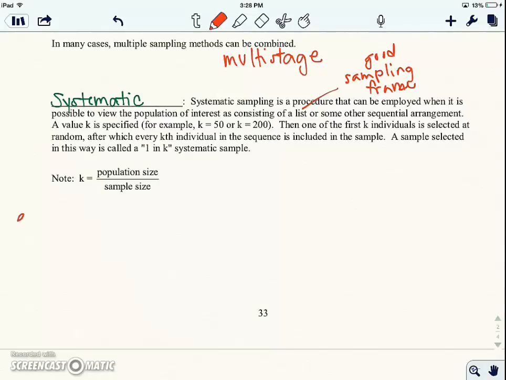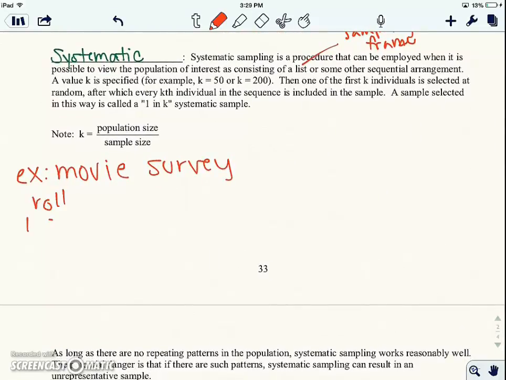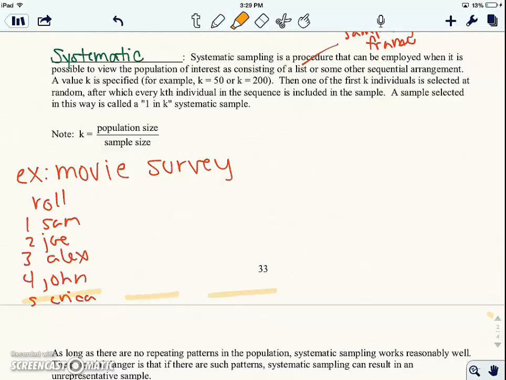Let's say we wanted to ask people if they've seen a movie, and I want to ask the people in this class. Okay, so I put their names in on the roll. Number 1 is Sam, number 2 is Joe, number 3 is Alex, number 4 is John, number 5 is Erica, I don't know. And I want to survey every 5th person. So every 5th person, I would survey Erica, and then I would survey the 10th person, and then I would survey the 15th person. That is a systematic survey.